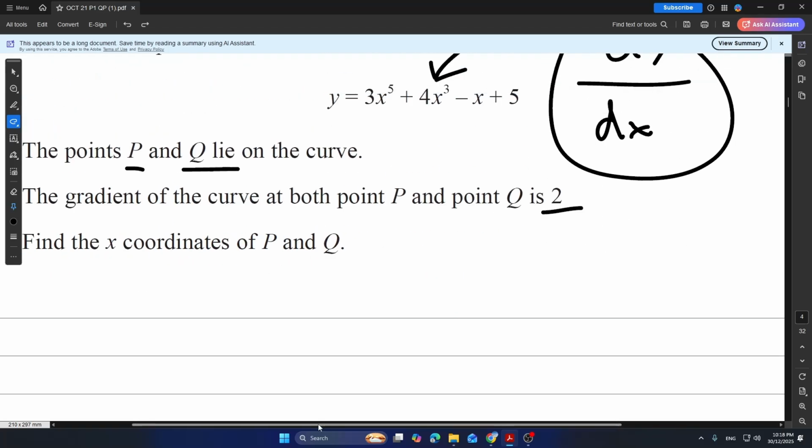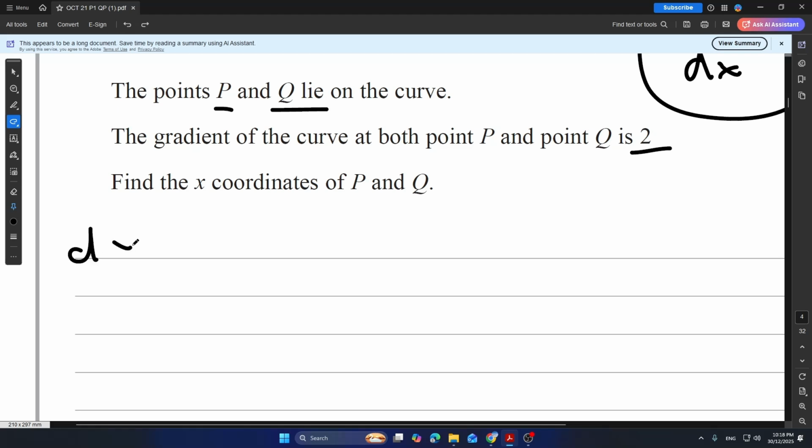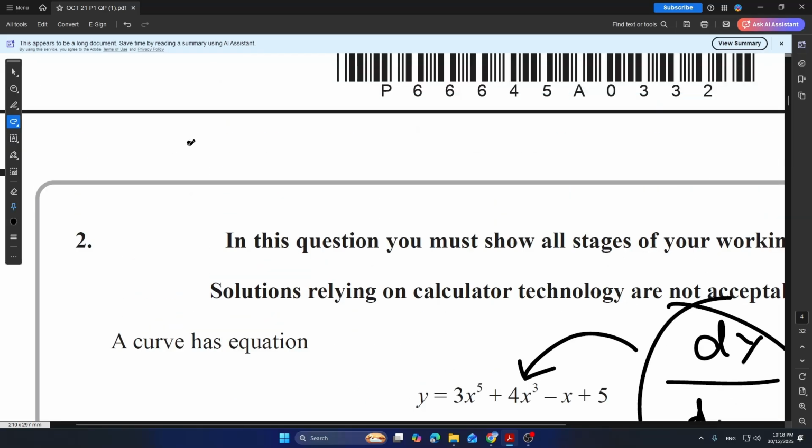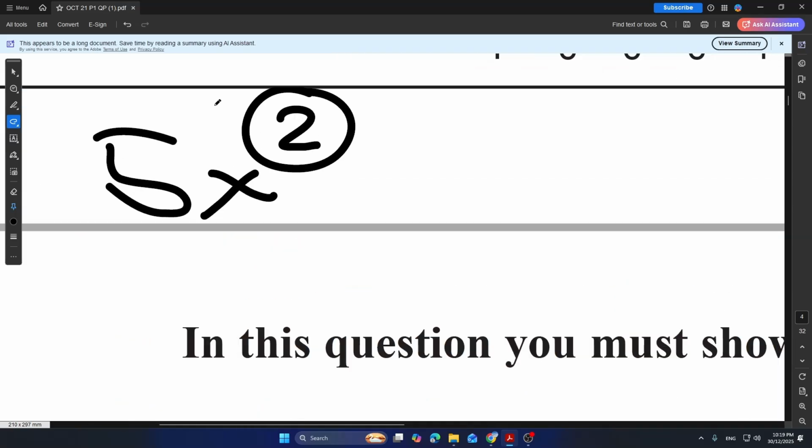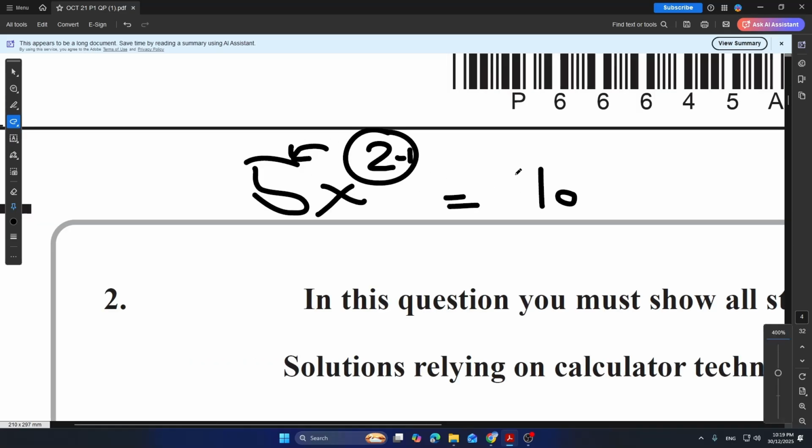How to find dy by dx? I will show now. So first step is to find dy by dx. Let's take an example of 5x power 2. We want to find the dy by dx of that. What will happen is, we will first of all multiply the power by the coefficient. 2 times 5 will give us 10. And we will minus 1 from the power, which gives us x power 1 or just x. So 5x squared will give us 10x.